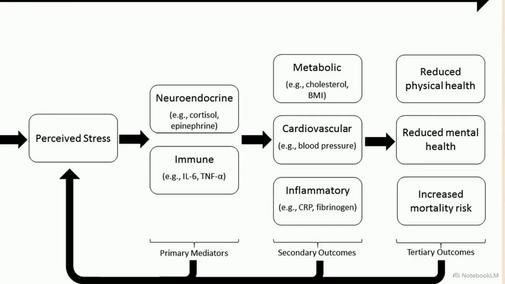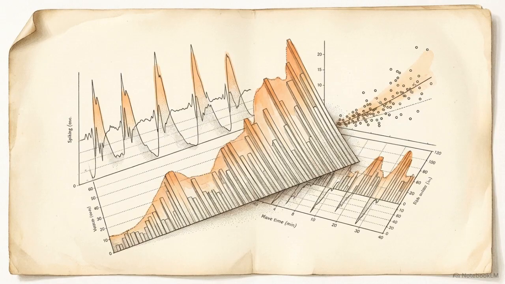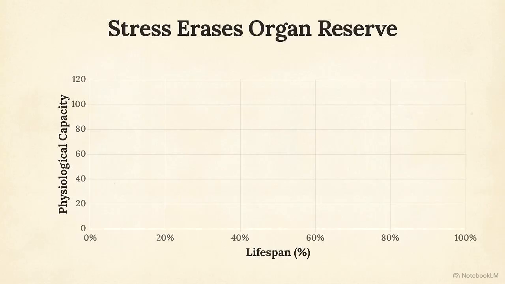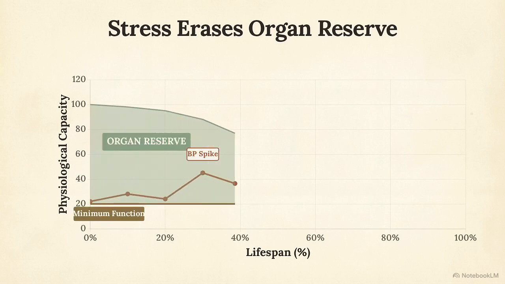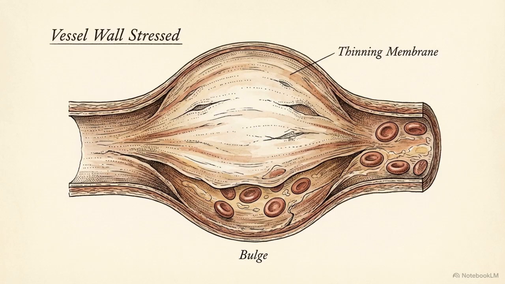Pulling back to the macroscopic level, we can see how this microscopic damage manifests as secondary physiological dysregulation. The accumulation of these 12 hallmarks leads directly to systemic failures in our metabolic and cardiovascular pathways. Clinically, this presents as elevated blood pressure, insulin resistance, and systemic acute phase proteins. These factors deplete our organ reserve, the vital, redundant capacity that allows our organs to handle stress beyond their daily needs. As allostatic load depreciates this reserve, the body loses its homeodynamic flexibility, making even minor environmental stressors potentially catastrophic.